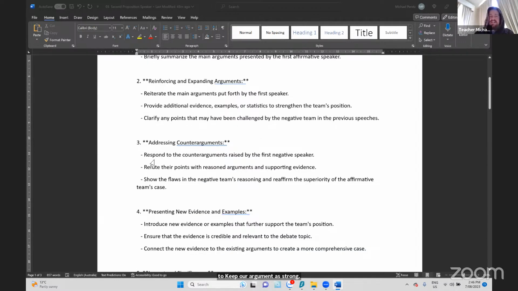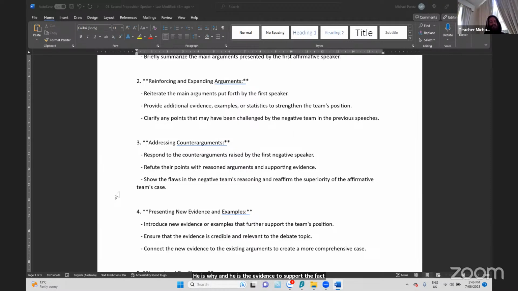So we want to address counter arguments by responding to any counter arguments raised by the first negative speaker. We want to disagree or argue against their points with reasoned arguments and supporting evidence. So we can't just come across and say, nope, that's wrong. We need to be able to say, that's wrong, here's why, and here's the evidence to support the fact that that's wrong.